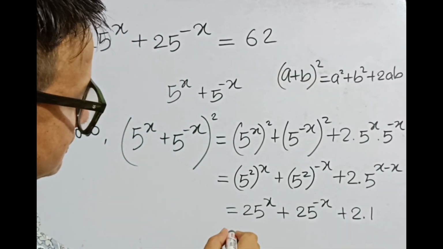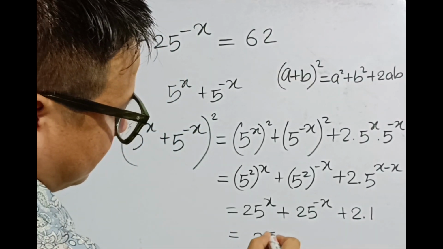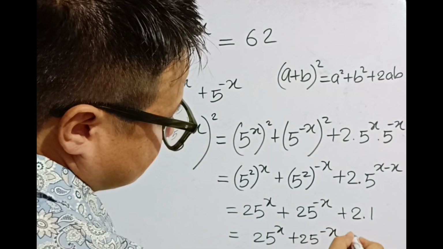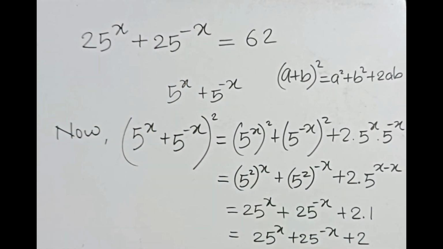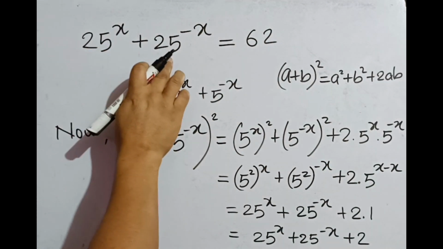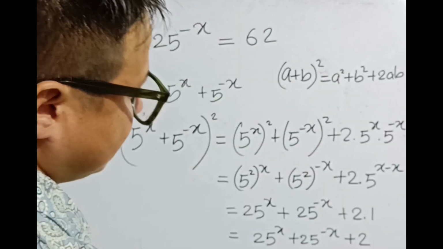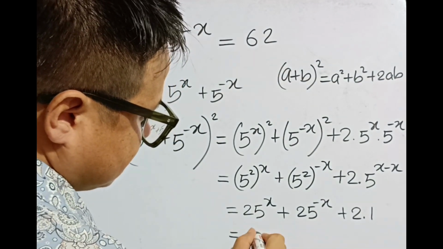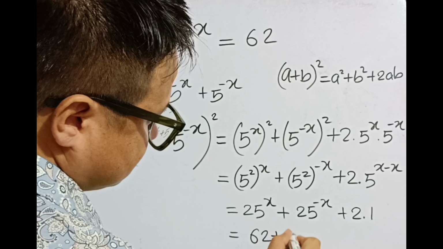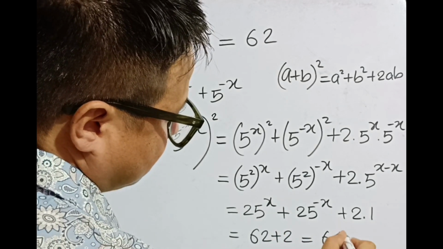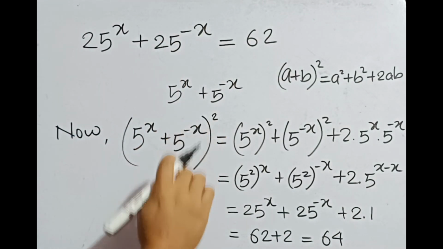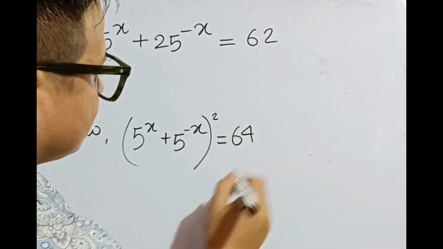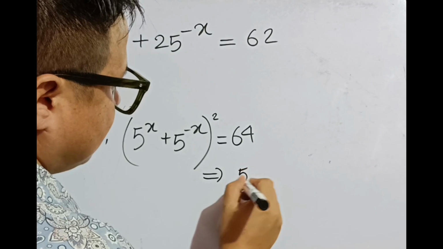And now 25 raised to the power x plus 25 raised to the power minus x plus 2 ones are 2. Here the value of this expression is given, which is equal to 62. So now we're going to substitute 62 here. So it becomes 62 plus 2, which is equal to 64. Now 5 raised to the power x plus 5 raised to the power minus x whole square is equal to 64.